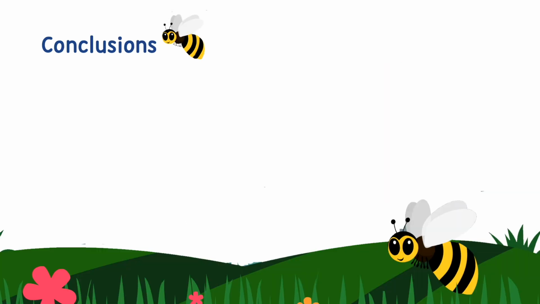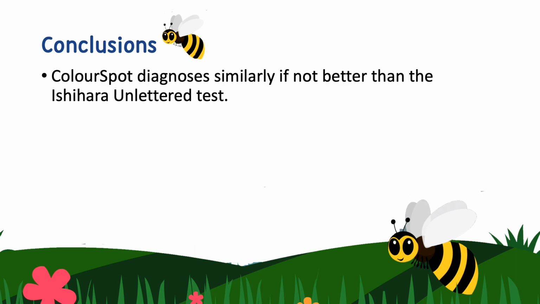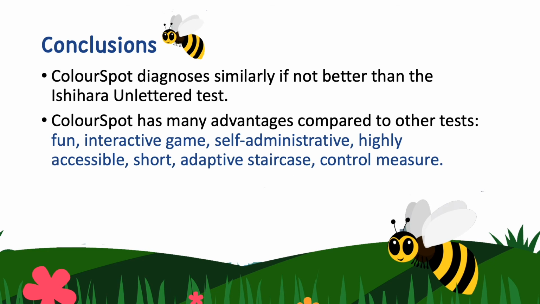So to conclude everything, the take-home message you really need to know from this talk is that ColourSpot diagnoses similarly, if not better, than the Ishihara unlettered test. And we say it diagnoses better based on the fact we can determine the CVD status of the children who were classified as inconclusive. ColourSpot has many advantages compared to other tests. It's a fun, interactive game. It's self-administered, so it doesn't require any verbal instructions at all. It's highly accessible and can be done in any setting. It's short, it has an adaptive staircase, and it also has a control measure.